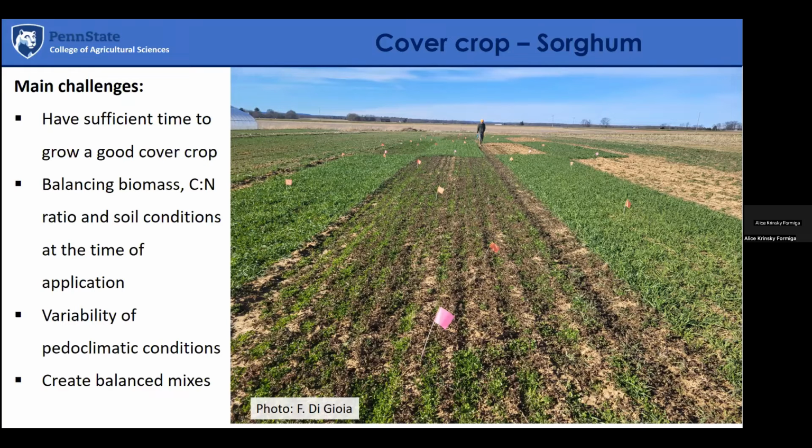An example that I can make is sometimes the cover crop is wonderful. You have very good biomass and you are ready to apply the ASD, but it's raining for a week, 10 days, and you cannot do the application of the ASD treatment, and the crop continues to grow and continues to increase the carbon-nitrogen ratio, which may change over time and becomes suboptimal for the application of ASD. And in that case, we need to adjust what we are using as an organic amendment, maybe adding a nitrogen source. The other challenge is variability of pedoclimatic conditions.